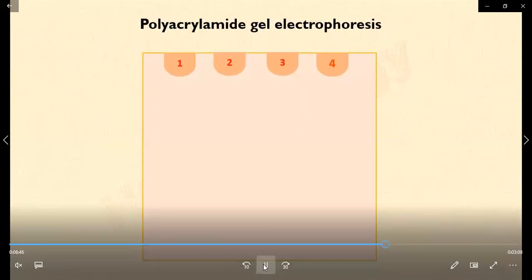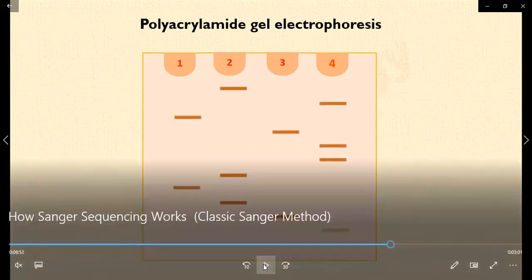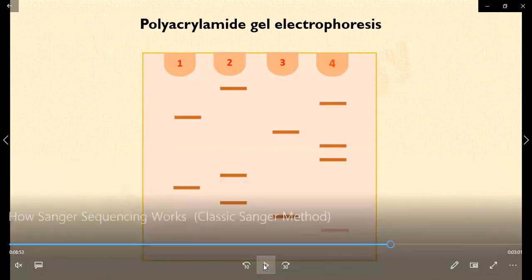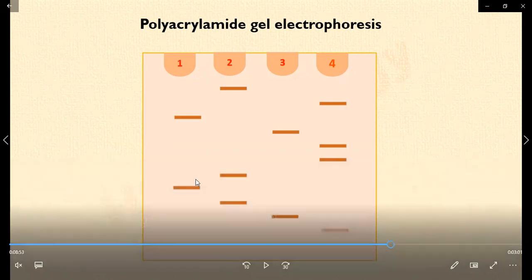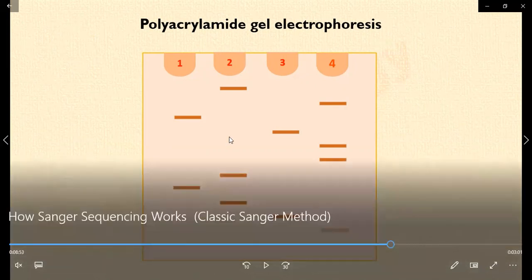We will pour the 4 tubes respectively in their respective wells, and then we will allow the electric current to pass. As the electric current passes, these bands will start to appear. These bands are actually showing us the movement of the different size fragments. The lighter the fragment, the smaller the fragment, the faster it is going to move. The heavier the fragment, the slower it will move. Okay, now you see that the one that is at the front is the lightest.